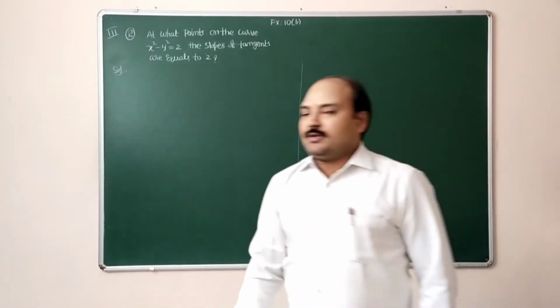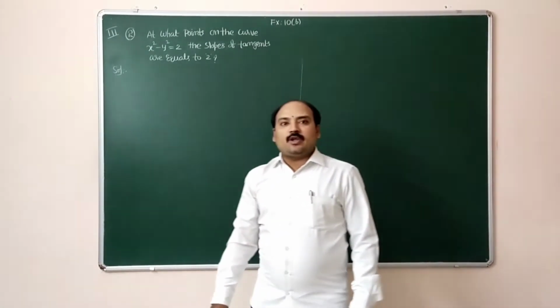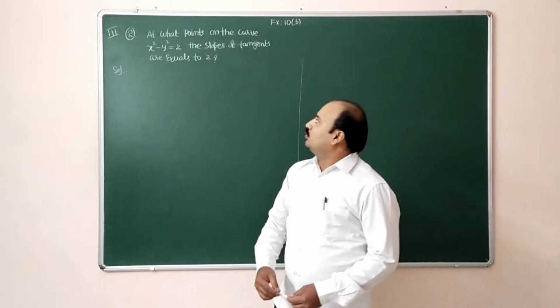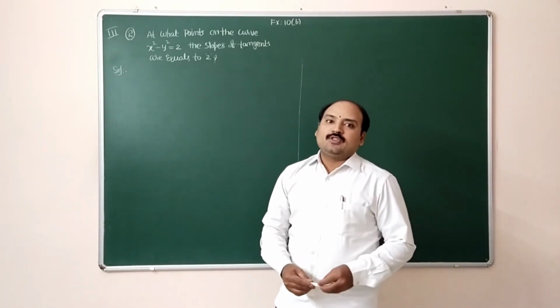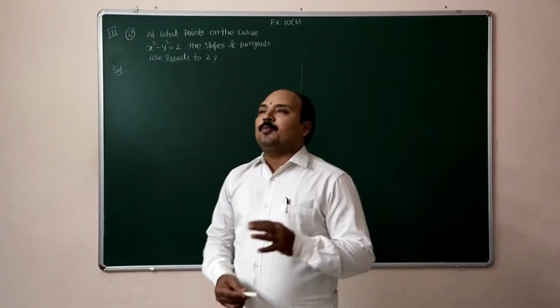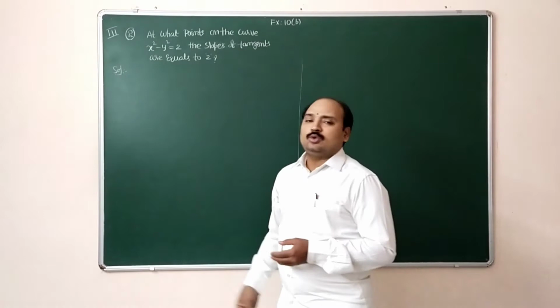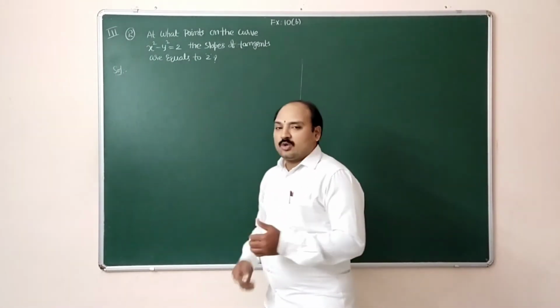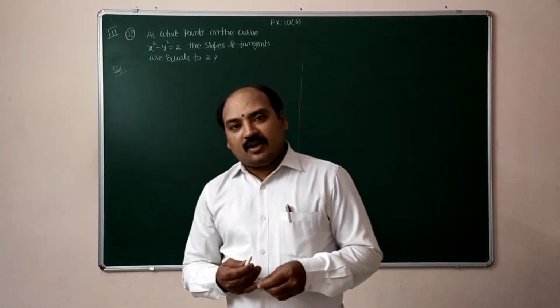The next question. At what points on the curve x square minus y square equal to 2 are the slopes of the tangents equal to 2? They are asking to calculate at what points the curve slope is equal to 2. So first, curve slope means what? Slope you can calculate by differentiating the given curve.